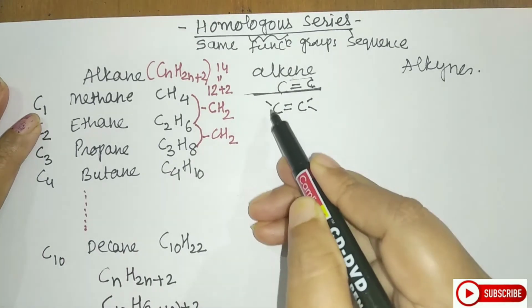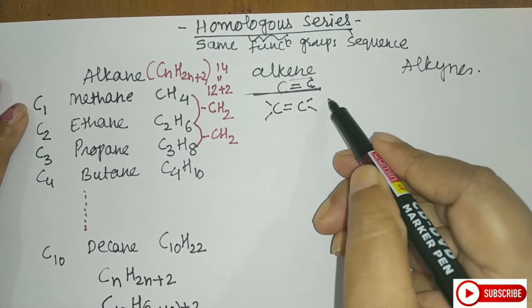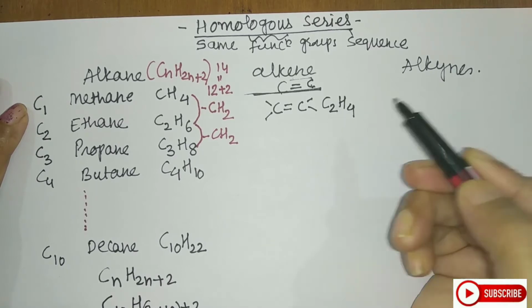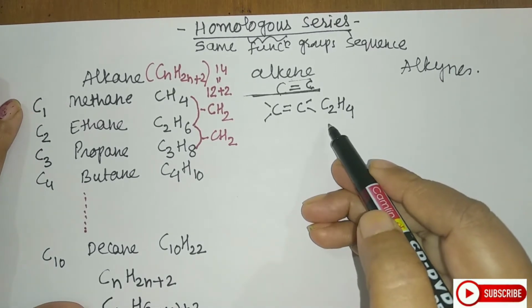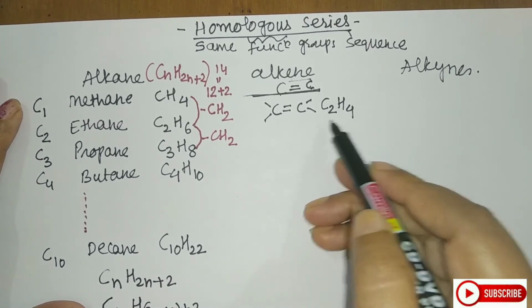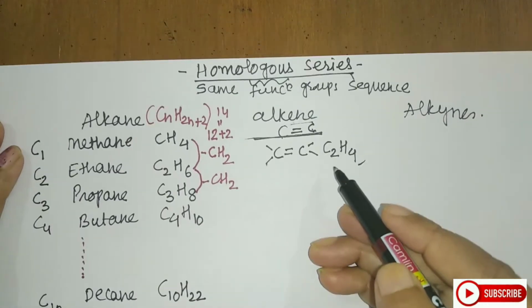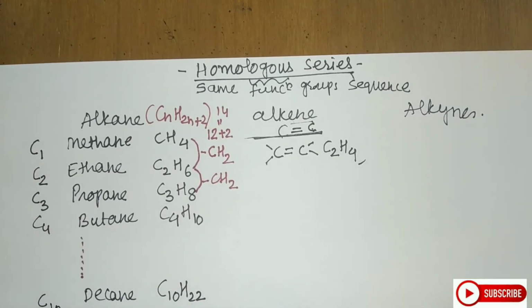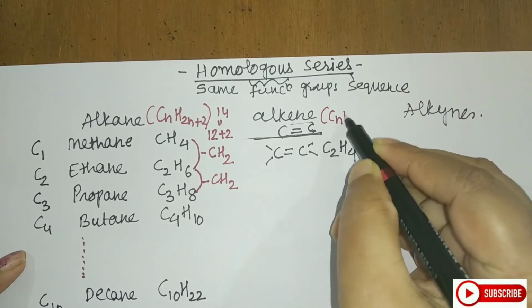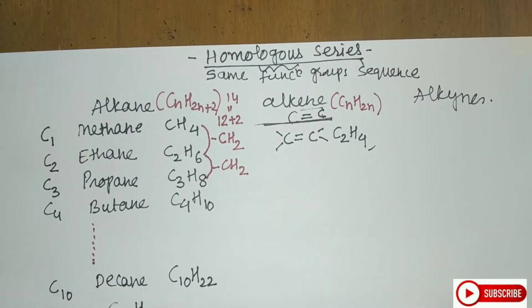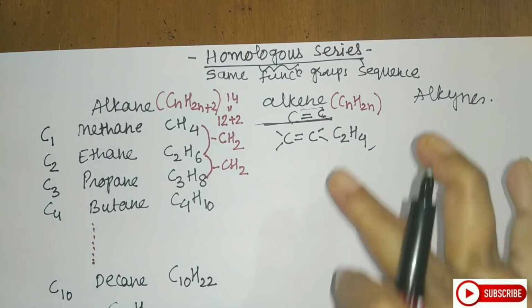So this is the first homologue that we call ethene. It is C2H4. Now, if you see this, the number of carbon atoms and the number of hydrogen atoms, the number of hydrogen atoms is double the carbon atoms. So what will be the formula here, students? So they have a general formula, that is CnH2n.